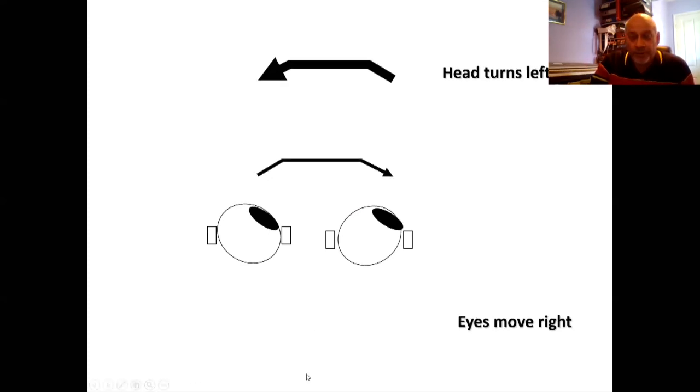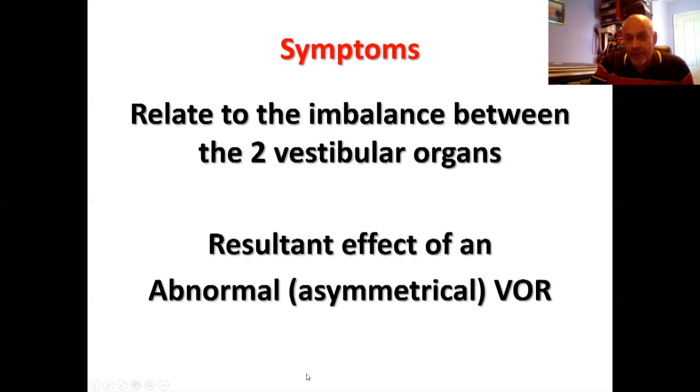So that's important, because most of the symptoms our patients get relate to this imbalance between the 2 vestibular organs, which gives us an asymmetrical VOR, or an abnormal VOR. So when your head moves, your 2 ears tell your brain different messages, and your eyes move wrong. And if your eyes move wrong, that's what creates the symptoms.